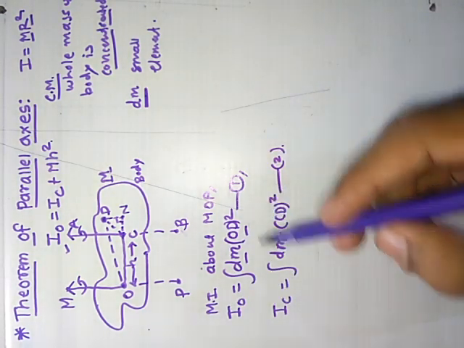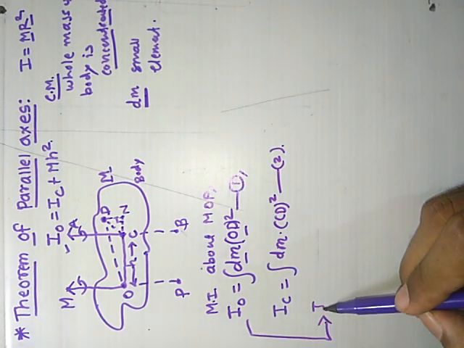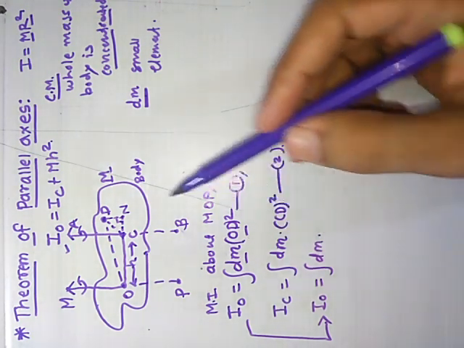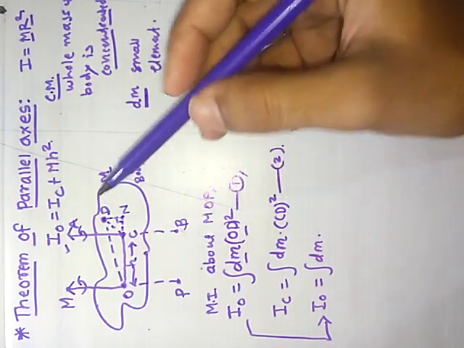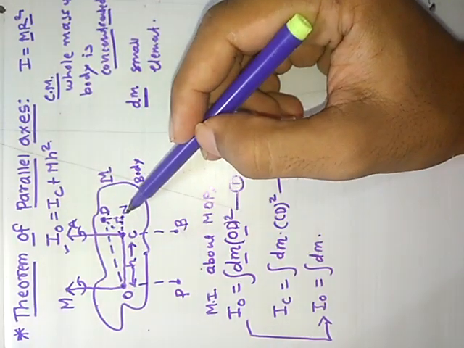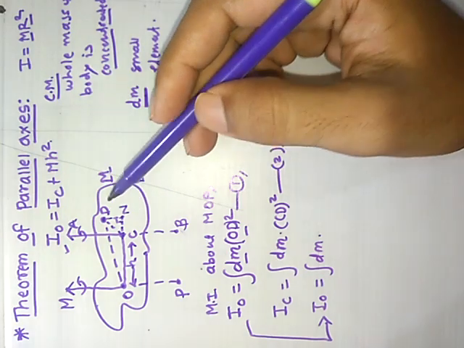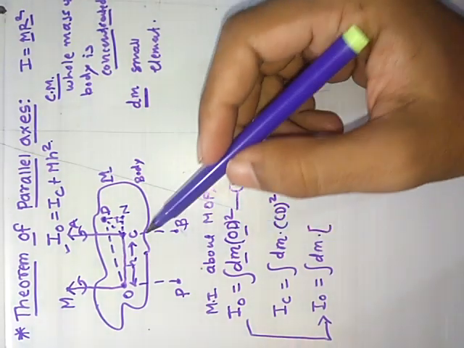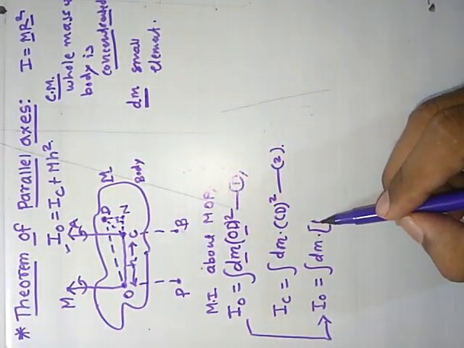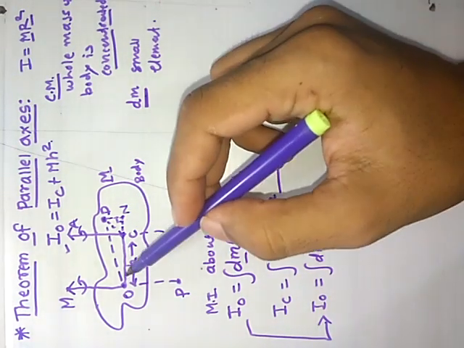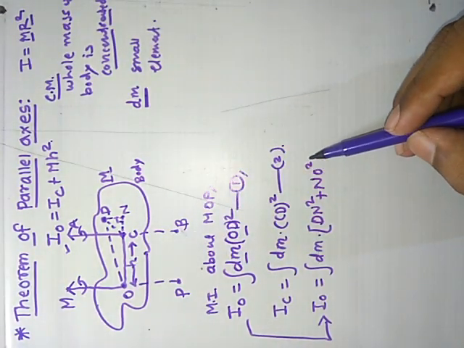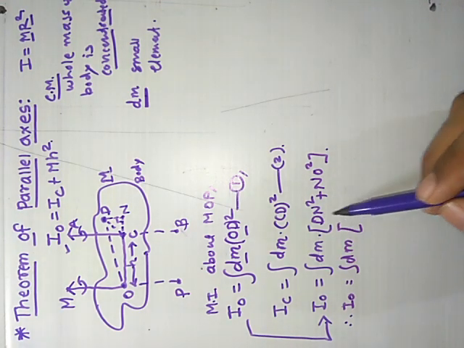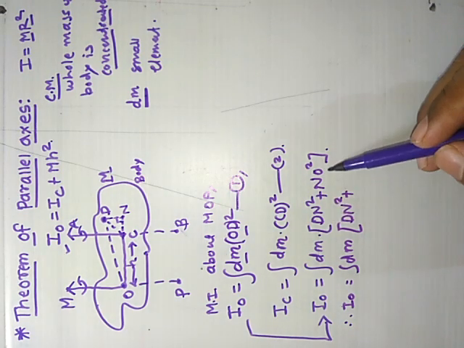So consider the first equation here. I can write IO equal to integration of dm into OD square. But OD square, resolve this. Consider triangle ODN. This is a right angle triangle. So by using Pythagoras theorem, we can easily find the value of OD square. So in place of OD square, I can write DN square plus NO square. Therefore, IO equal to integration of dm, DN square as it is plus NO square.